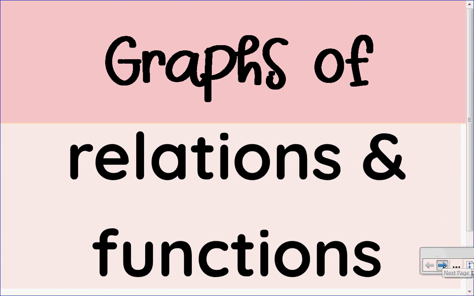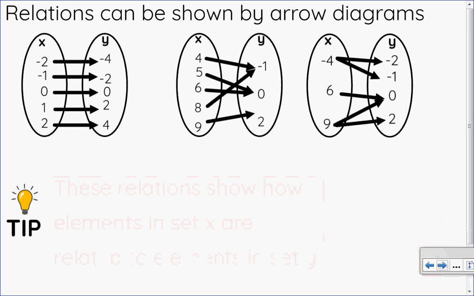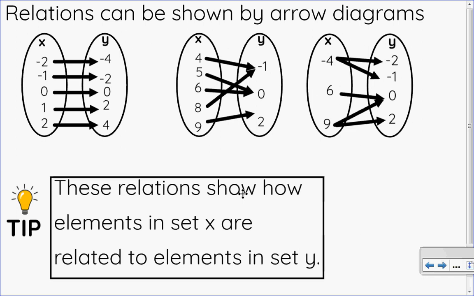So let's get started. In our last video, we looked at arrow diagrams, and arrow diagrams are a way of showing relations. It's showing how elements in set X are related to elements in set Y. Let's look at our first example.